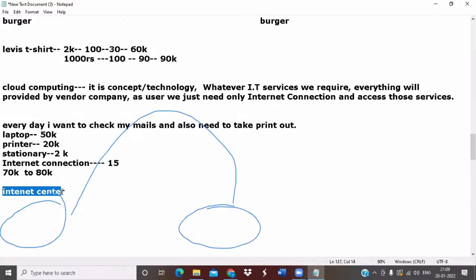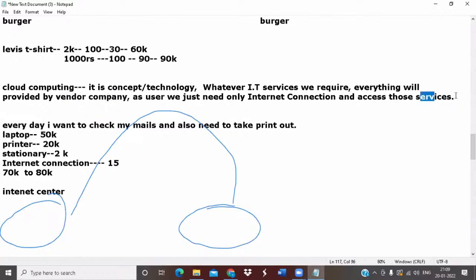Speak out. As a user, I simply go there and access the services. I pay the amount and come back. That's it. Here, everything will be taken care of by the internet center owner. Yes or no? In the same way, in cloud computing also everything will be taken care of by the vendor company. Whatever services you require, everything is provided by the vendor company.